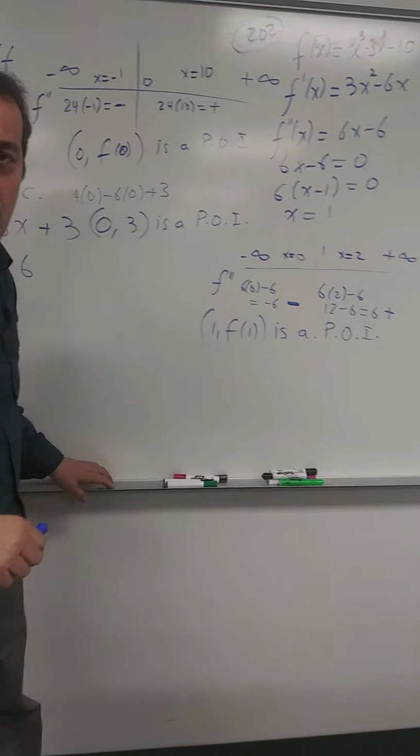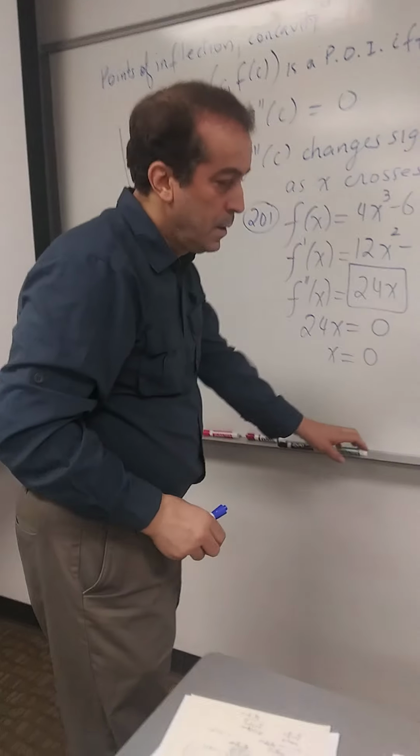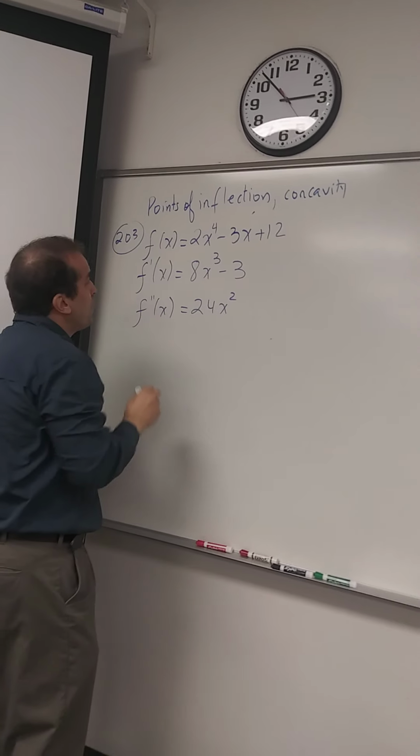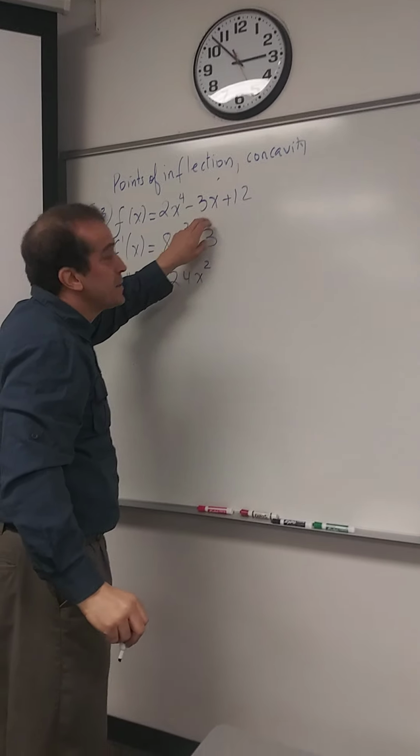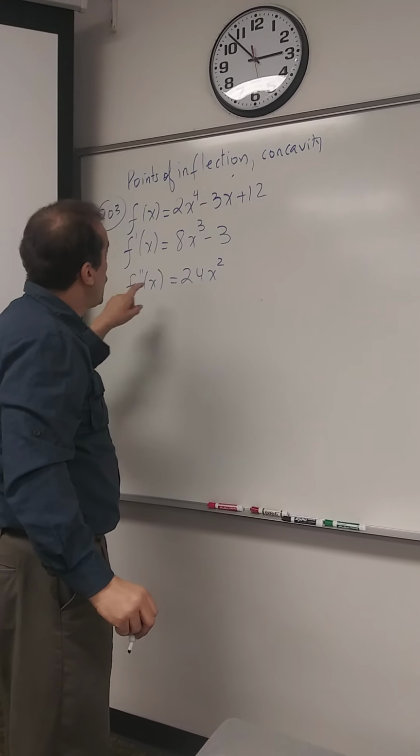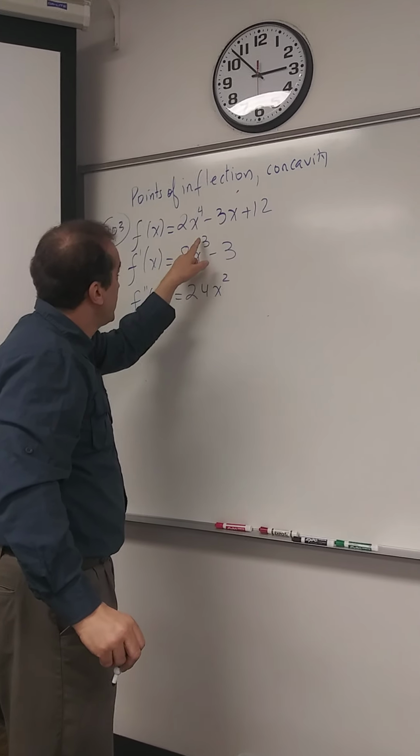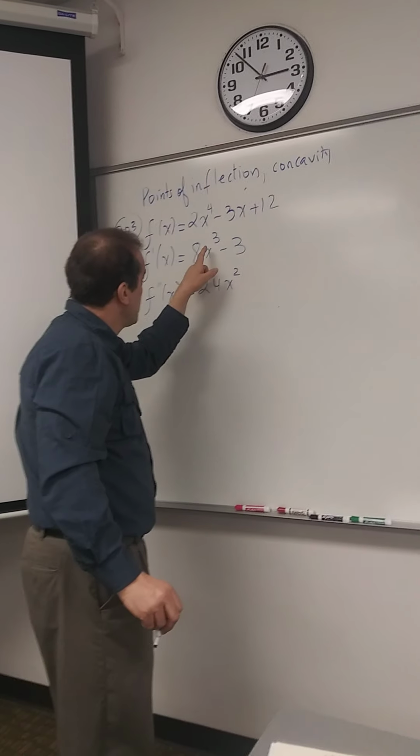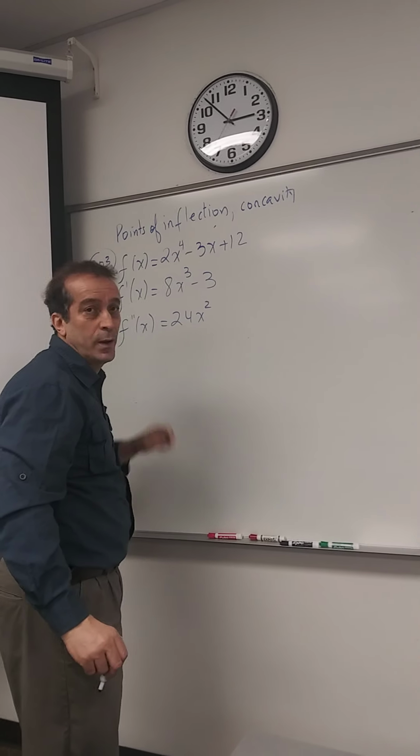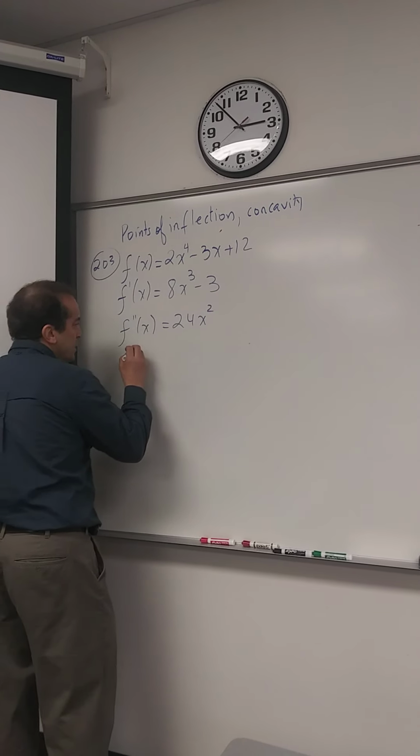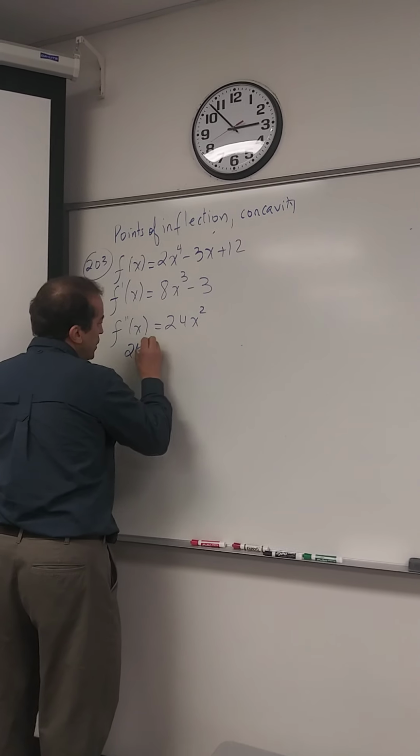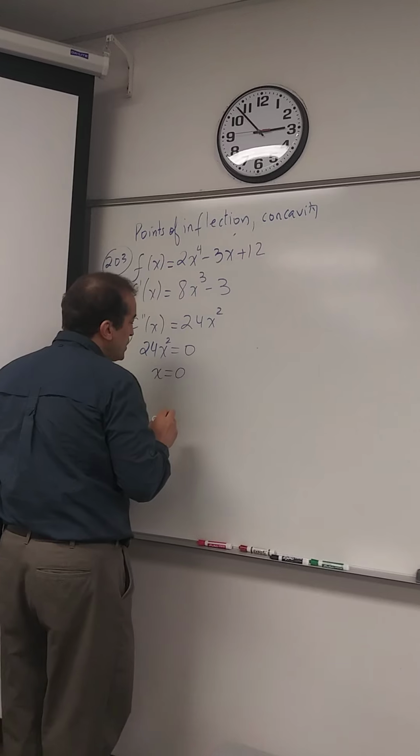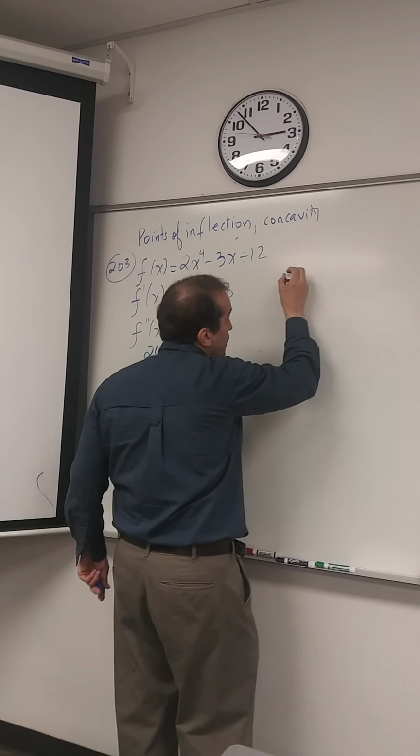We're going to do a third example. Example 3. f of x equals 2x to the 4th minus 3x plus 12. The first derivative is 8x cubed minus 3. The second derivative is 3 times 8, which is 24x squared. And we need to set this equal to 0. 24x squared equals 0 means x equals 0. So x equals 0 is a special point. Let's do it over here.